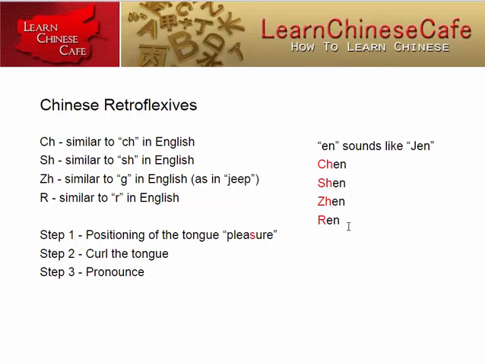Ren. So I'll say each of these one more time. Chen, shen, jen, ren. And there you have it. That's how you pronounce the retroflexives in Chinese.